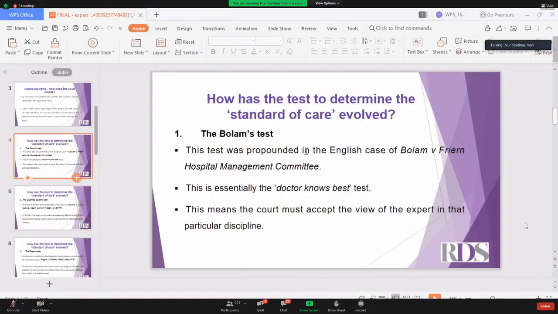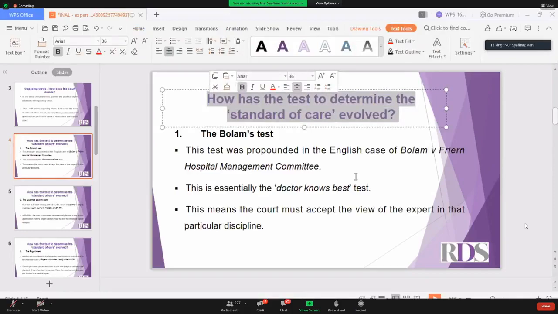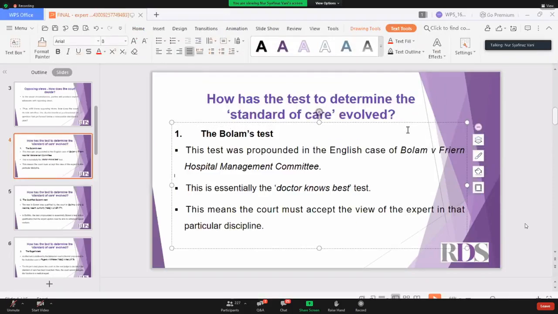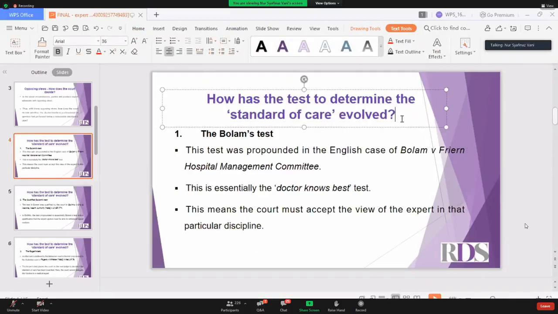I will go through the test to determine the standard of care. It has moved. I can't say it's settled in the case of Dr. Hari Krishnan, but let us just start from the beginning to see how the test has evolved.